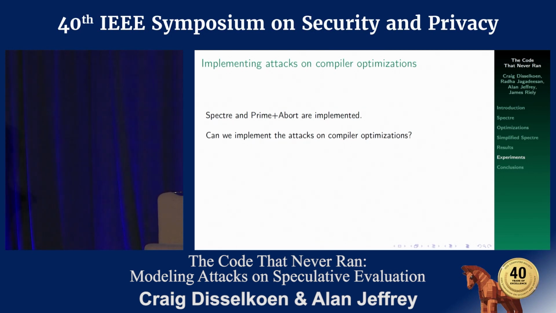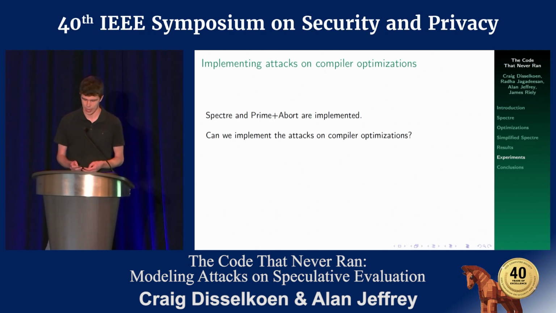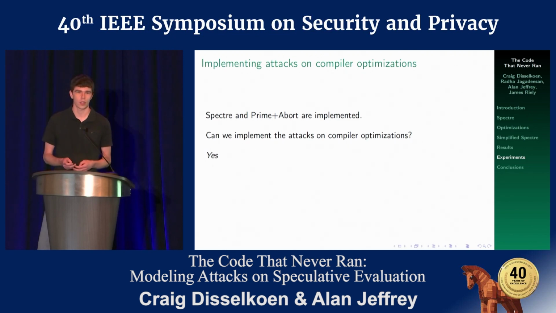Okay, so as Alan said, the main question we're trying to answer now is, our model captures all these attacks, including Spectre, Prime and Abort, other existing attacks. And these existing attacks exist in the real world. We can implement them. Can we do the same for these attacks on compiler optimizations? And in our paper, we definitively answer this question as yes.